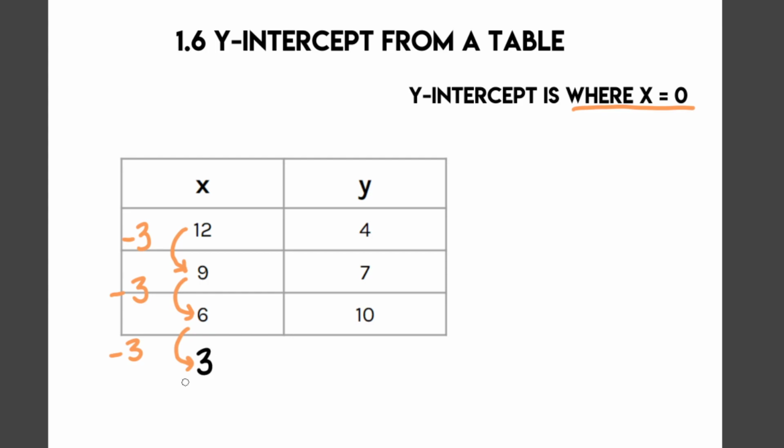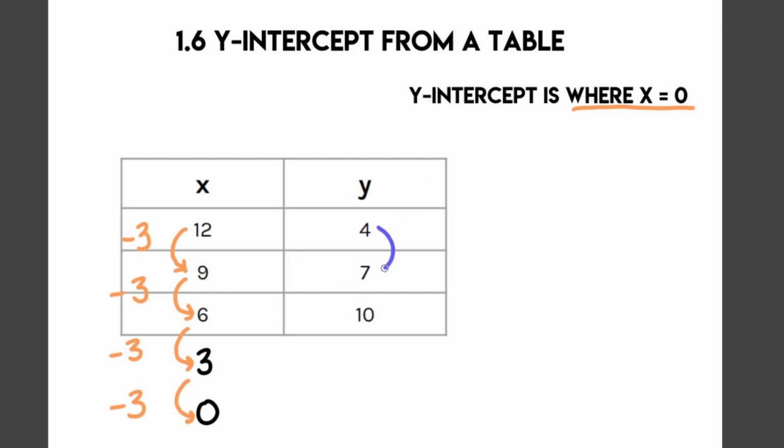I'm not at 0 yet, so I got to do it one more time. Again, my pattern is subtracting 3. 3 minus 3 gives me 0. Nice. So here is where my x or my y-intercept is going to be. We just got to find out what the y is by following this pattern as well.